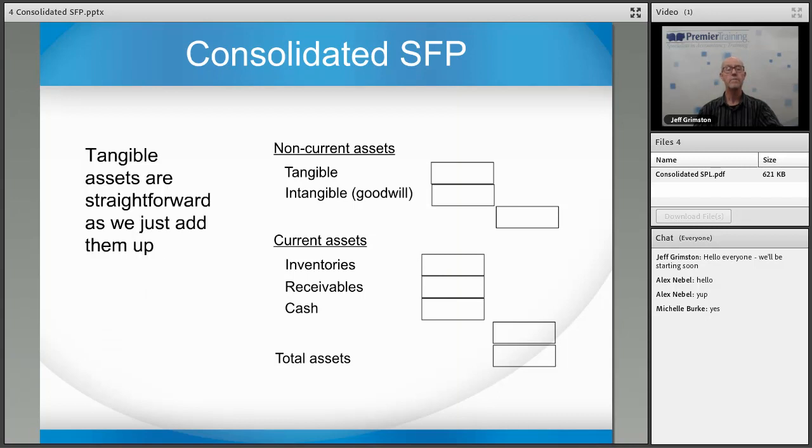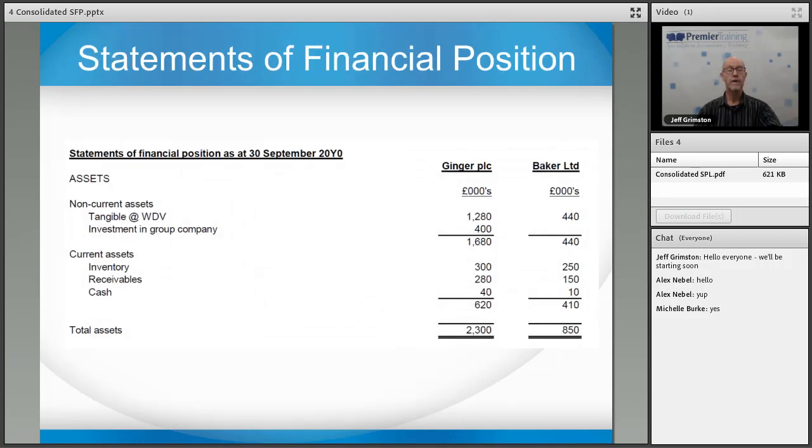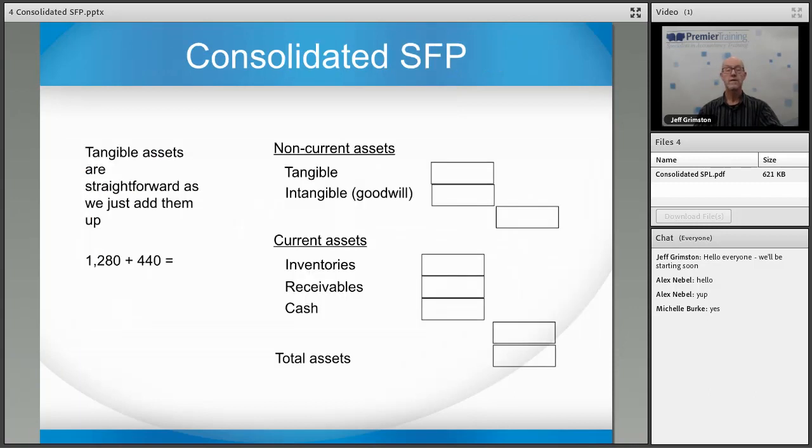So first item, tangible assets, they're straightforward, we just have to add them together. So if we look at the data, sure enough, we can see here we've got 1280, these are all in thousands for Ginger, 440 for Baker. Simply add the 2 together, 1720. So far so good, that was a straightforward one. Nice easy warm-up. The second item, intangible assets. Now there are 2 things we need to think about here.